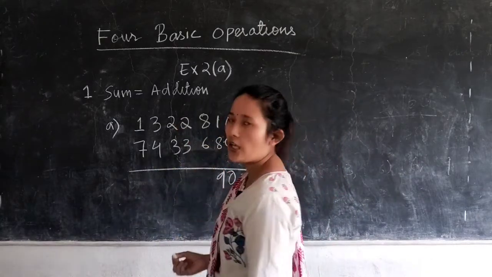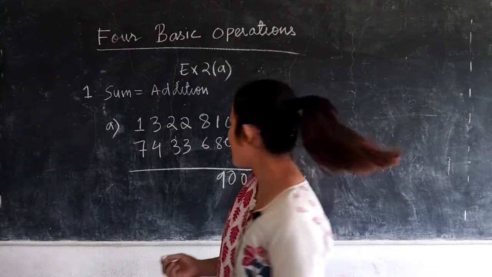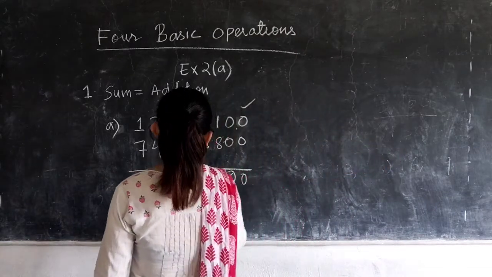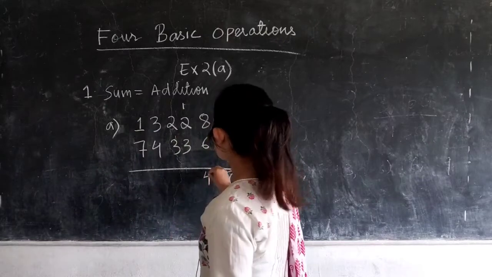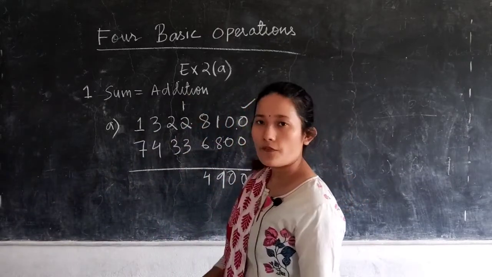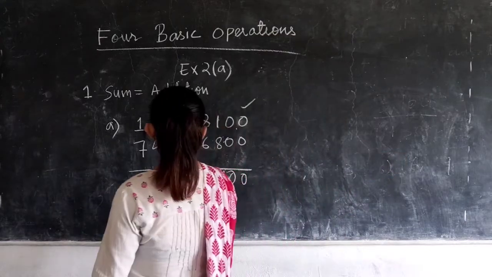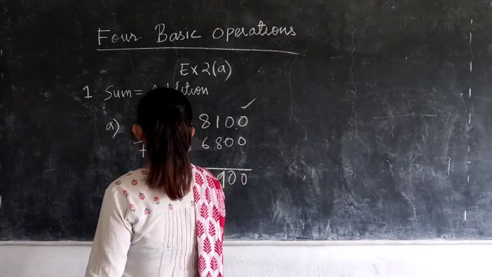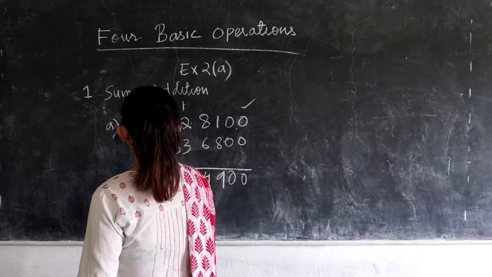8 plus 6. So 8 plus 6 would be 14, right? So 14, you write 4 here and 1 you will give it this side. So 3 plus 2, 5 plus 1, 6. 3 plus 2, 5. 4 plus 3, 7.